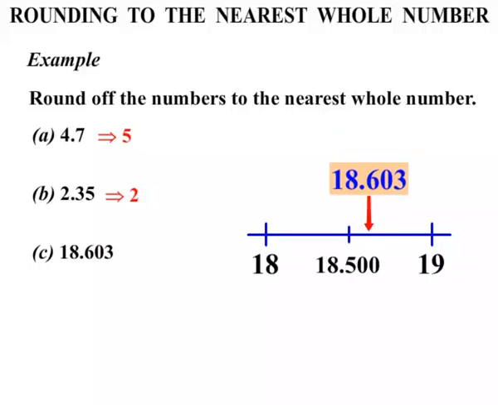Excellent. So the nearest whole number. Well, is it closer to 18 or 19? Well, it's closer to 19. So let's round it off to 19.